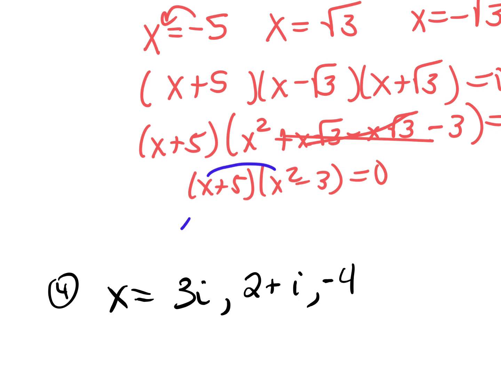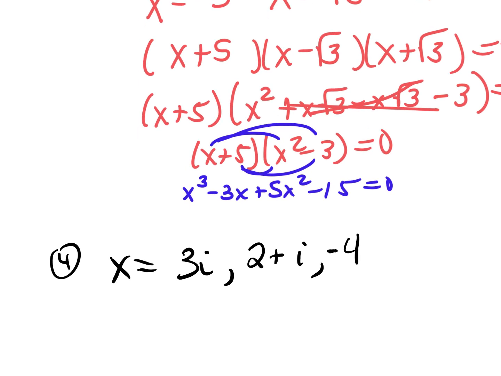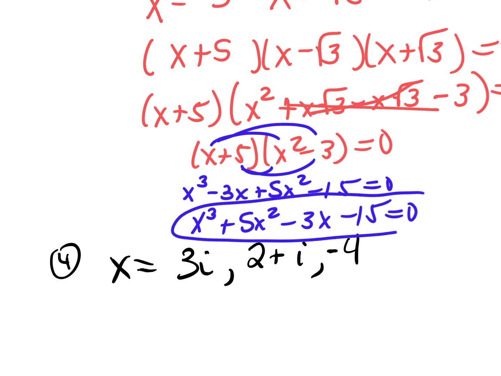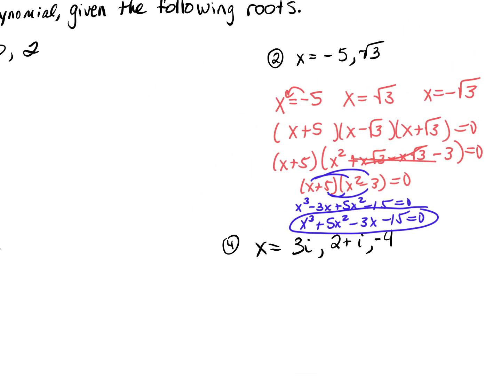So let's FOIL. X times x squared is x cubed. X times negative 3 is minus 3x. 5 times x squared is plus 5x squared. And 5 times negative 3 is negative 15. Do I have anything to combine? No. But is that written in standard form? No. So let's just fix it. X cubed plus 5x squared minus 3x minus 15 equals 0. Does that make sense?